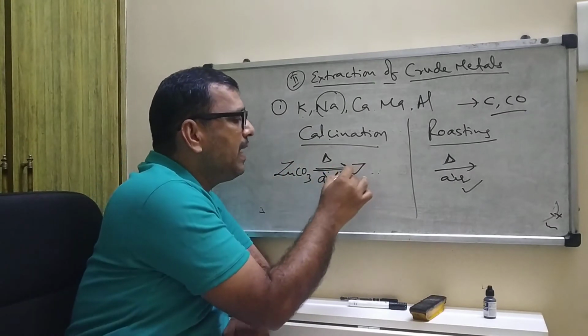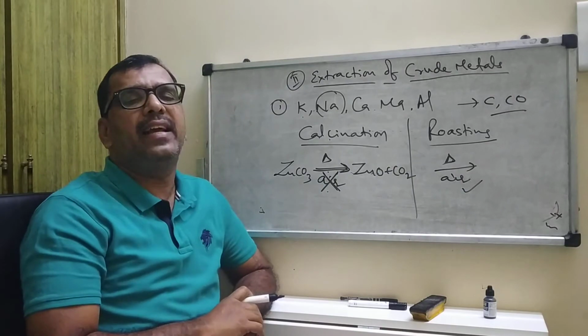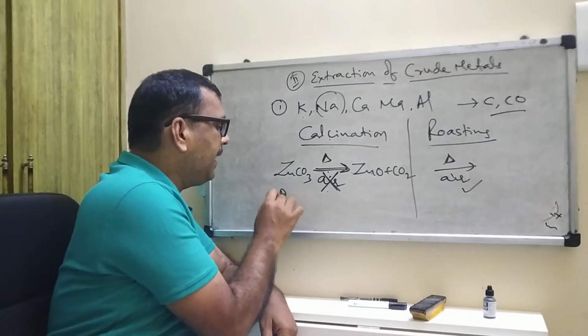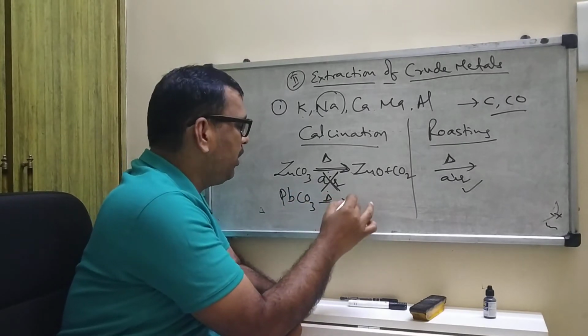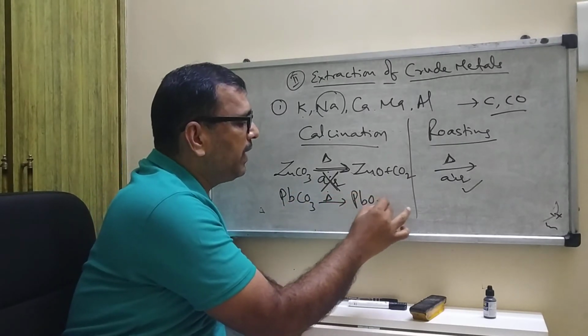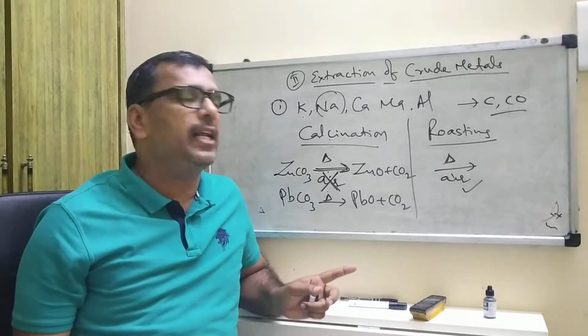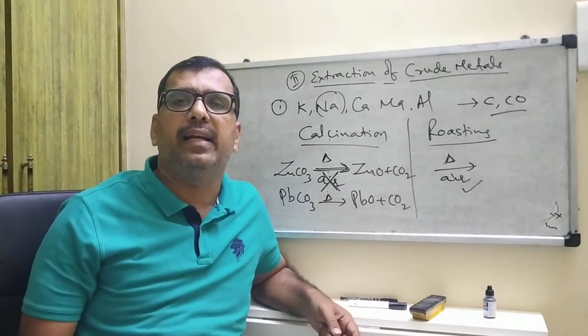So on heating, naturally they are converted to their respective zinc oxide plus carbon dioxide. Or you take lead carbonate; on heating, it forms lead oxide and carbon dioxide. Like this, they form the respective oxides with the liberation of carbon dioxide.